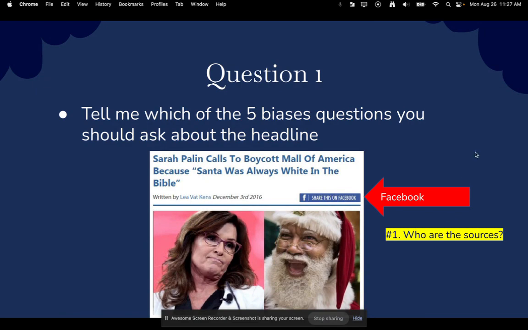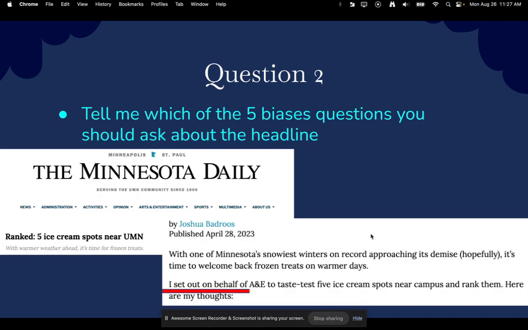Yeah, first thing is from Facebook. So, anything on social media should immediately raise a flag. Where are they getting this information from? Who are the sources? Question number 2.